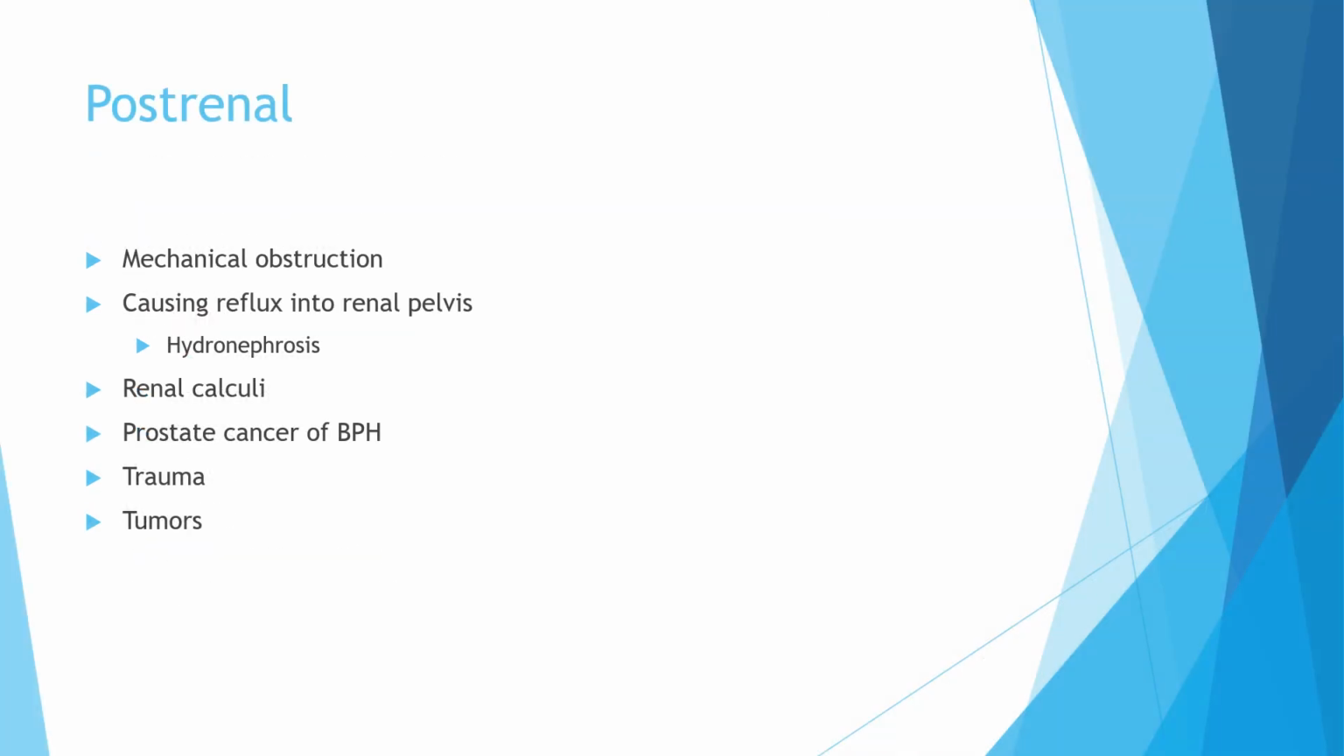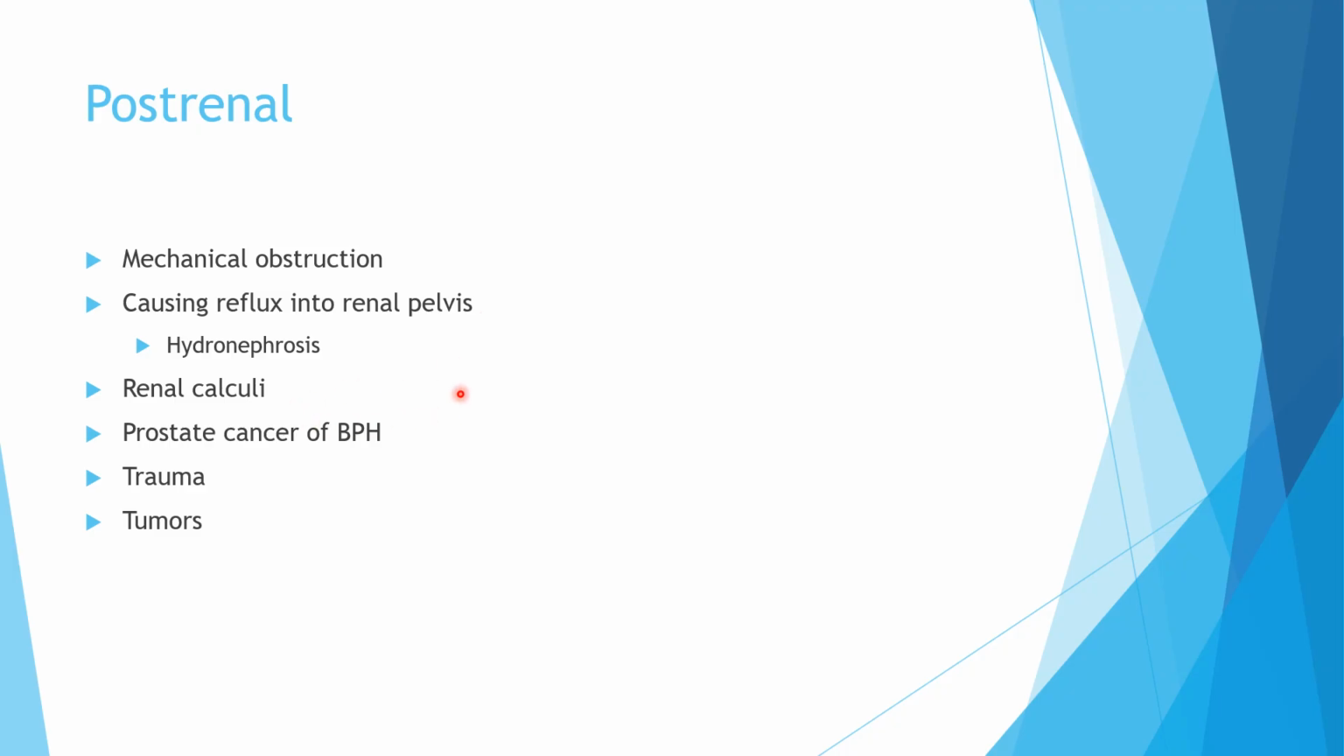And then post-renal is some sort of mechanical obstruction. So something is causing reflux into the renal pelvis, which is going to cause this hydronephrosis. So we'll have a post-renal and an intrarenal acute kidney injury, right? We can have all three if we had to.